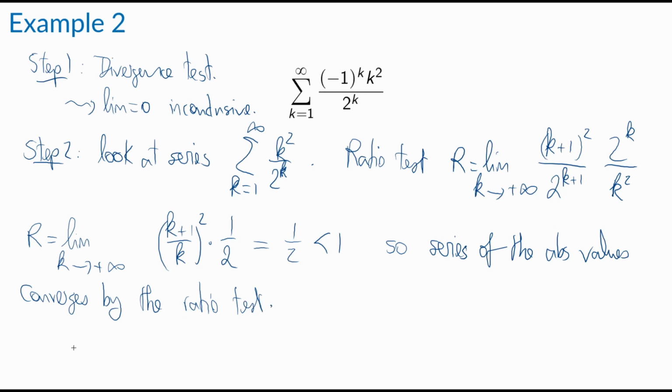We can stop now in our procedure. Right, our procedure, once we get a positive result, we stop. So this means that our series converges absolutely.